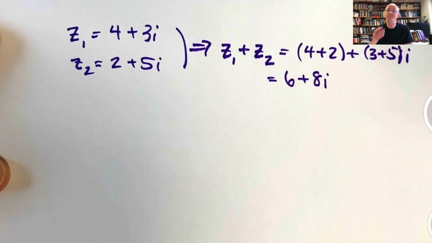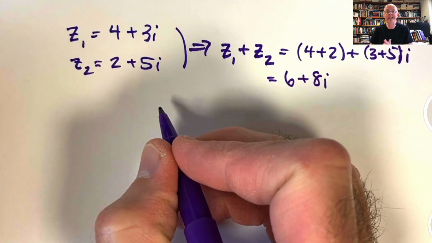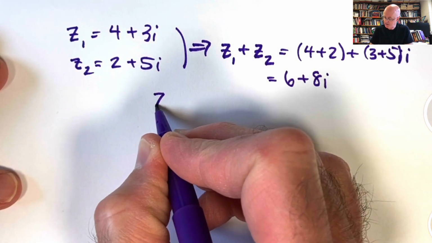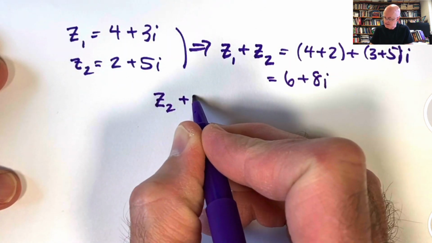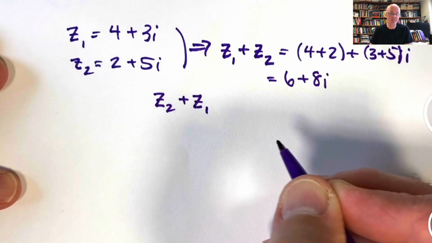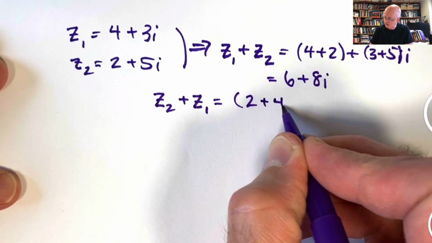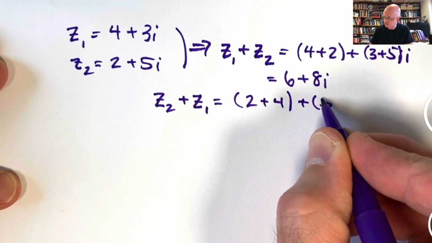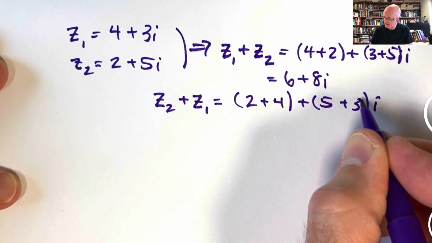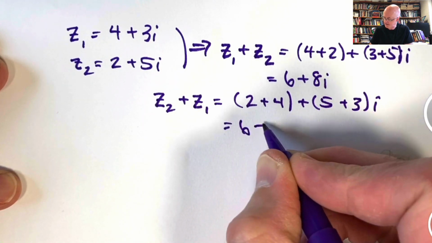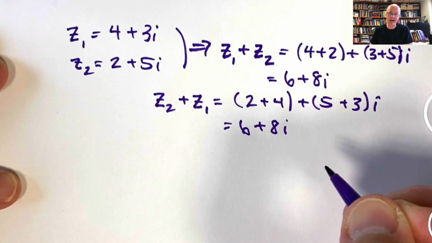An immediate benefit of this approach is we see right away that the commutative property will hold. z1 plus z2 should be the same as z2 plus z1. And the reason is because the real numbers are commutative under addition as well. If I do this calculation, I get the exact same answer, 6 plus 8i.